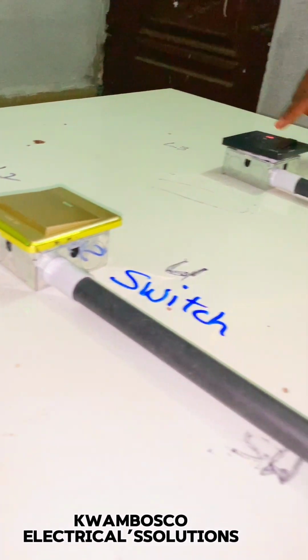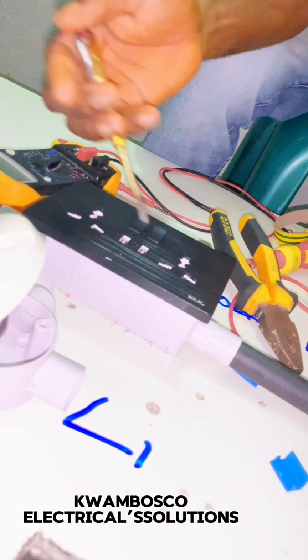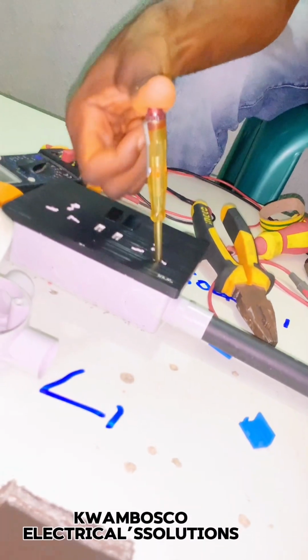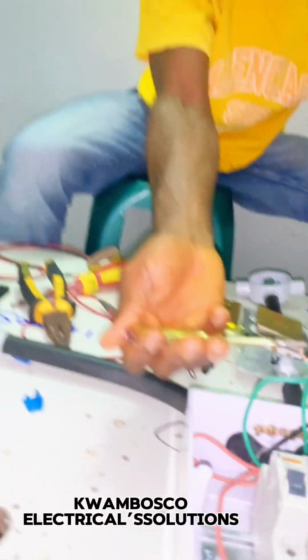Switch this on, off. Now look at this light here. This socket doesn't have light indicator, but it's on. So you just test it. There's light here. So this issue is solved.